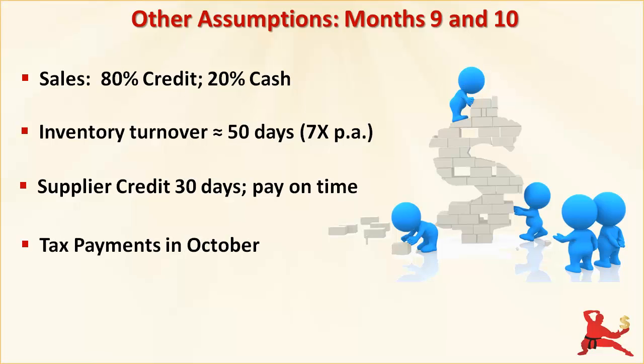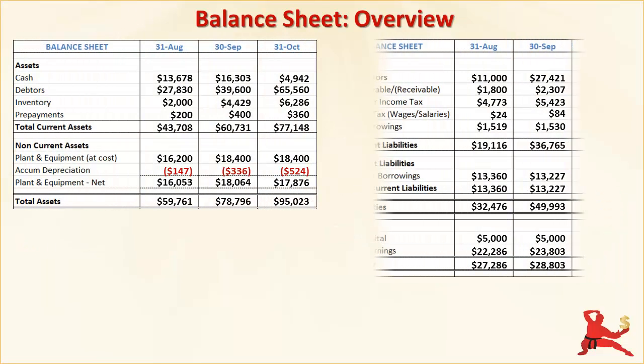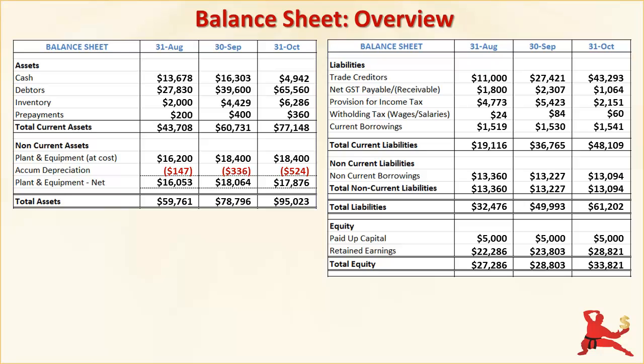Now let's look at what this means for our balance sheet. Let's start with an overview of the balance sheet. The balance sheet reflects the rapid business growth. Total assets have gone from just under $60,000 at the end of August to just over $95,000 at the end of October. Most of that growth is in current assets, in particular debtors and inventory.